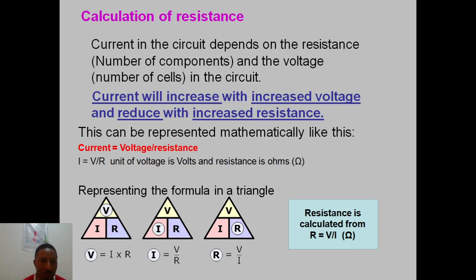Now in summary, for our series arrangement, when we added more components, the current dropped because there is more resistance. But for parallel circuits, when we added more components, the current actually increased because there's less resistance. When you keep adding more components in parallel, you get less resistance. That is how it works. But in both cases, when you keep adding more cells, the current increases. Are we good? All right, perfect.